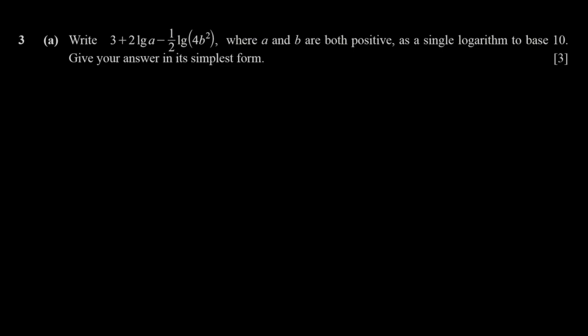Okay, then here we are in question 3, which is a logarithms question. We are supposed to write this thing here as a single logarithm to base 10. Now, there's something I think is quite helpful, a notational issue. lg means log base 10, right? It's just a shorthand way of writing that because mathematicians are lazy. In the same way, ln means log base e. Okay, so that's all it is.